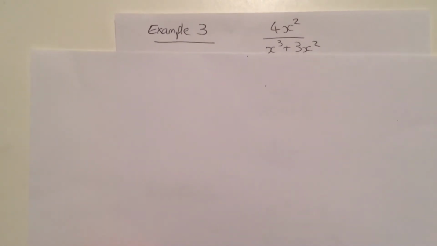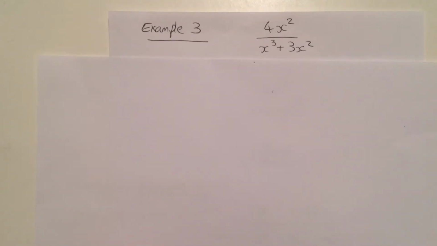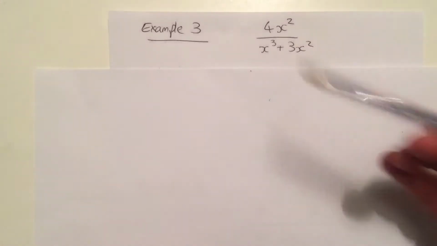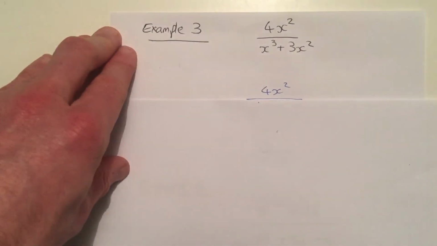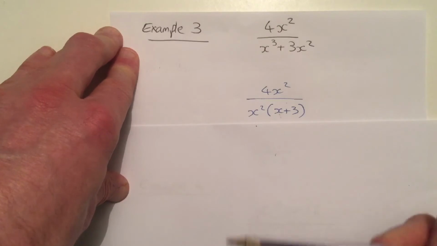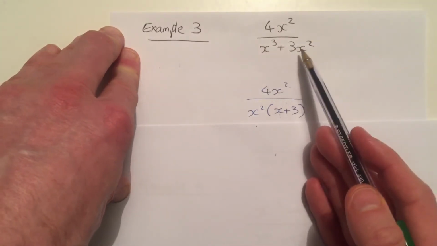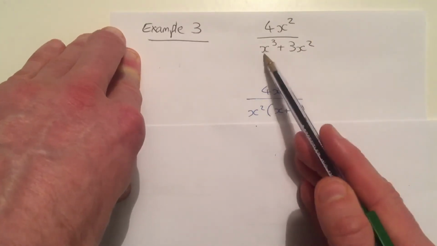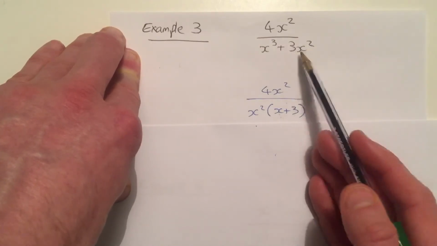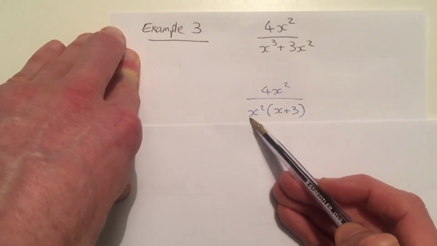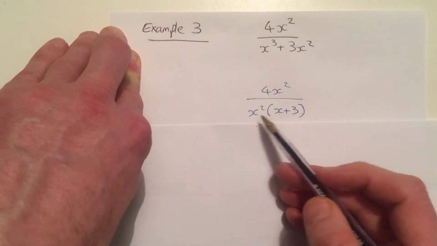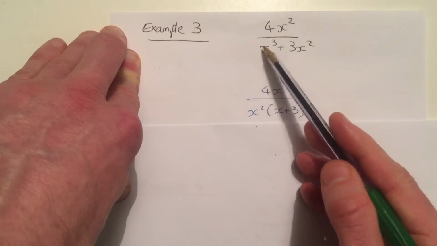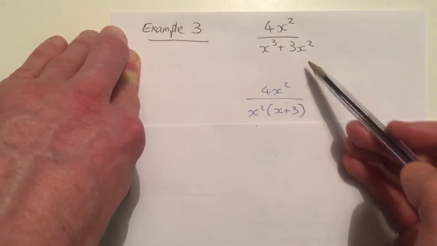Next example, this one here. Again, same process, factorise the numerator, except there's not a huge amount I can do with that numerator. Factorise the denominator, so x squared goes into both x cubed and x squared. So I can take x squared outside of both of these. So I will get x squared times x plus 3. Just to check that, x squared times x is x cubed, x squared times 3 is 3x squared.